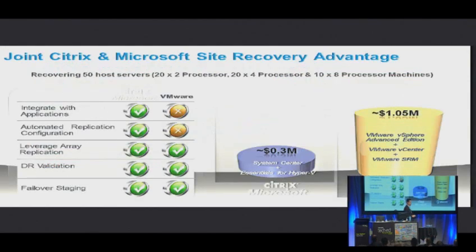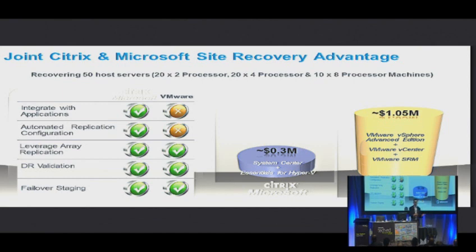Probably where it gets a little bit interesting is a pretty common question that you get when you're a Citrix guy talking about Essentials for Hyper-V: how does it stack up? How does the joint solution between Microsoft and Citrix stack up against the other major solution in the market, which is the folks at VMware? That's a conversation that's worth having both technically and commercially.